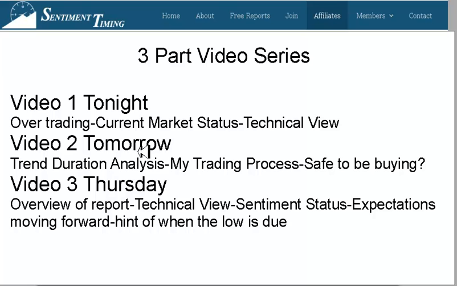So tonight I'm going to go over trend duration analysis and my trading process, what I do, my checklist, and then whether it's safe to be buying or should you be shorting.